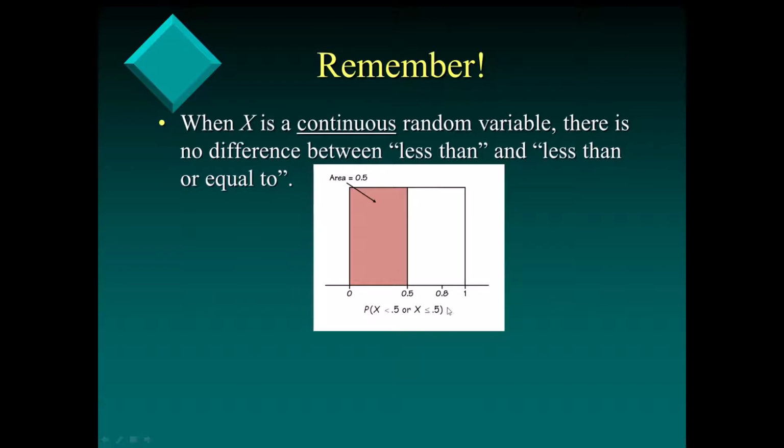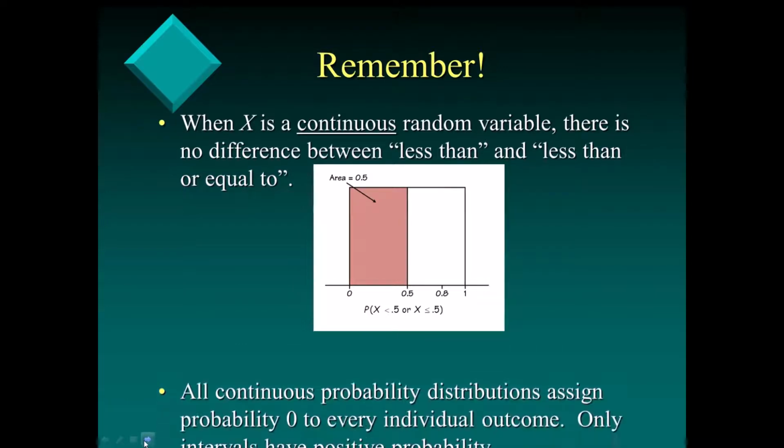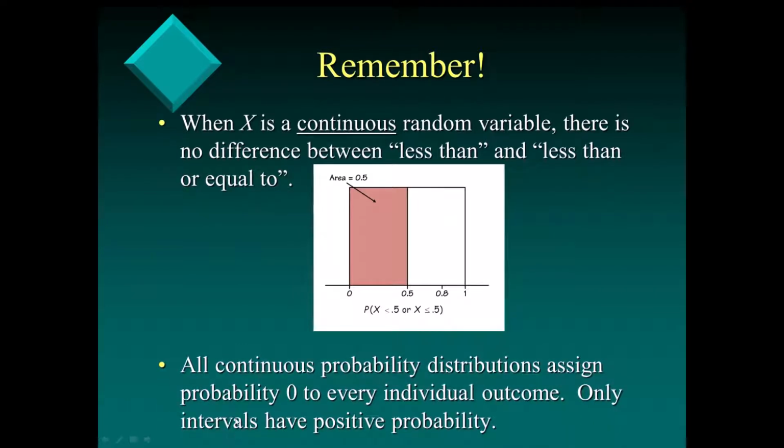So this is different. Continuous probability distributions assign a probability of 0 to every individual outcome, x equals this or x equals that. Only intervals from low to high have positive probability. That's different. Don't try to make that one number have probability. It just doesn't.